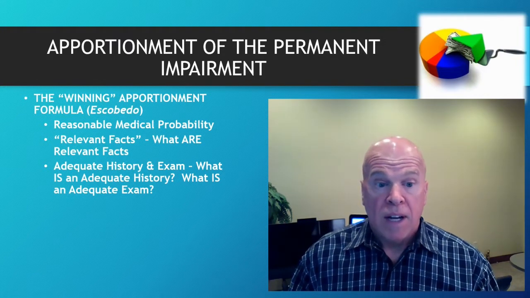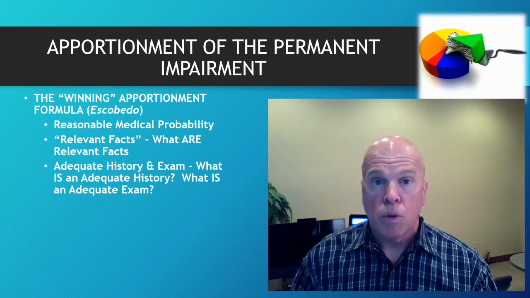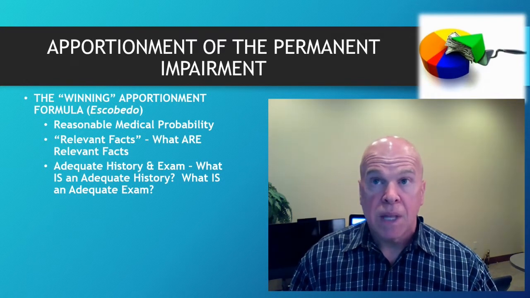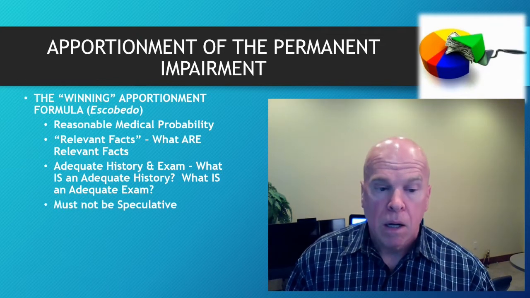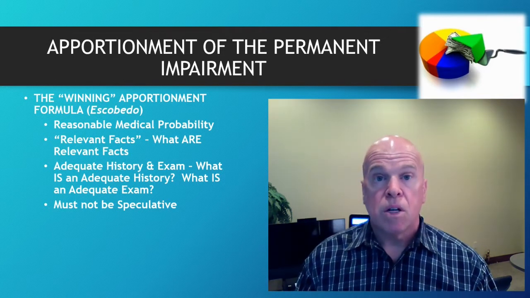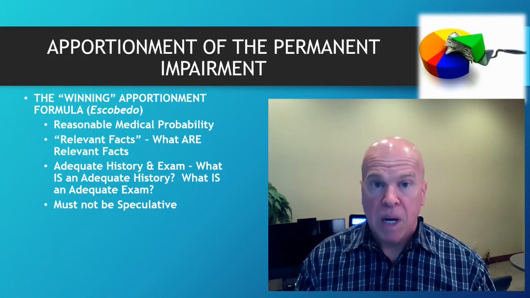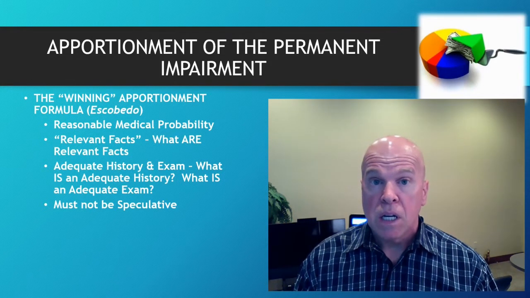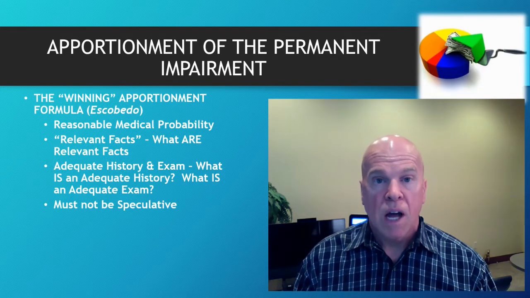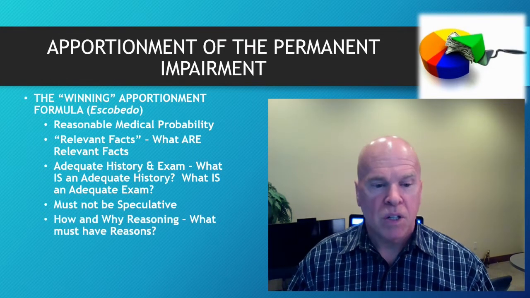Make sure that you have an adequate history and an adequate examination, and predicate your conclusion, your apportionment approximate percentages, on facts from the history and on facts from the exam that support your particular numeric percentages. The opinion must not be speculative, must not be based on surmise, conjecture, or guess. And so as you review your apportionment argument, make sure that every opinion that you offer is supportable and is not speculative, that it's supported with facts and how and why reasoning. And that brings us to our final step.